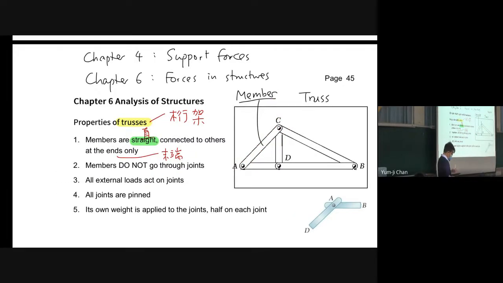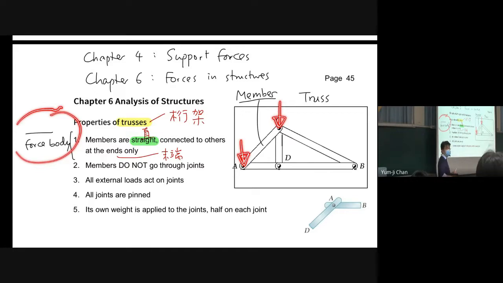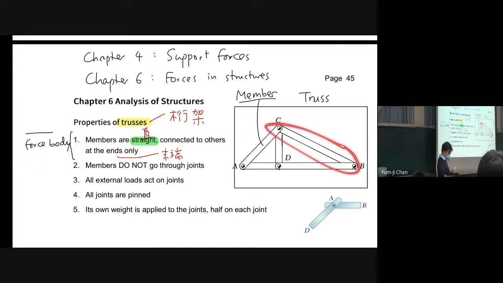So what can these members be called? We have learned 2 force bodies and 3 force bodies. Are these 2 force bodies or 3 force bodies? 2. So all the external forces only act on point A or point C, and for this one, forces only act on point C and point E. So these are 2 force bodies.